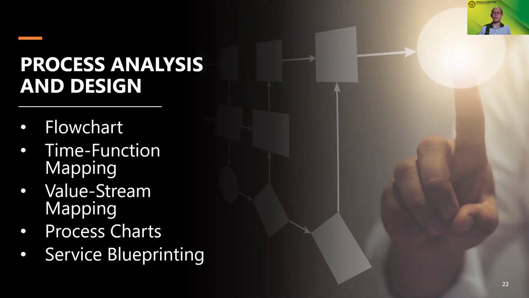Process analysis and design is an important aspect in selecting the best process strategy. A number of tools help us understand the complexities of process design and redesign. They are simply ways of making sense of what happens or must happen in a process. Let's look at 5 of them. Number 1 is flowchart, number 2 is time function mapping, number 3 is value stream mapping, number 4 is process charts, and number 5 is service blueprinting.